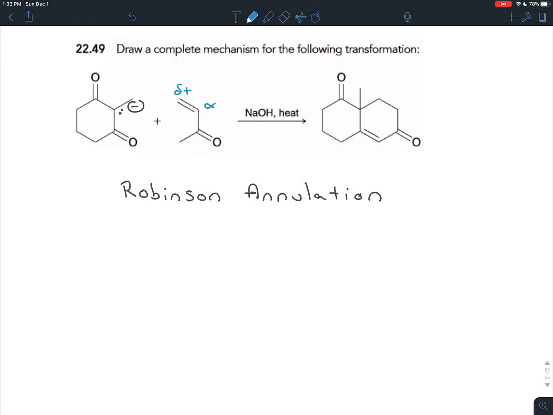We have an alpha-beta unsaturated ketone. And so we know that the carbonyl carbon is slightly positive, but also this beta carbon is slightly positive because of resonance. And because we have a weak nucleophile here, that's going to prefer that beta carbon. So you could see how you would do a Michael addition reaction there to create this new bond.